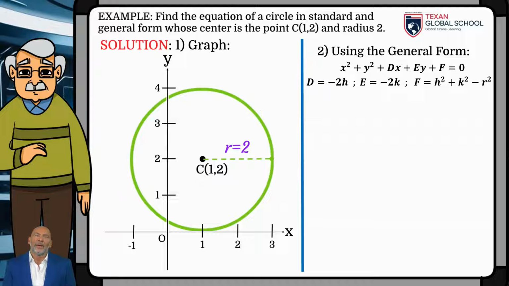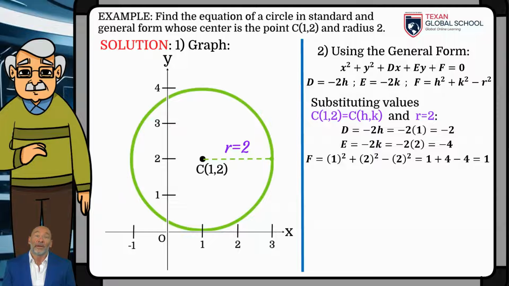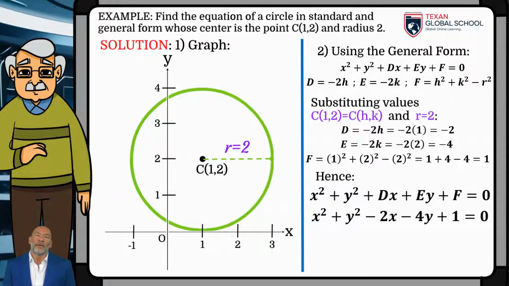Another way to obtain the equation in general form directly from the given data is by substituting the center and radius into the derived formulas. Hence, by substituting values we obtain that d is equal to -2, e is equal to -4, and f is equal to 1. By substituting in the deduced general form results the same equation.